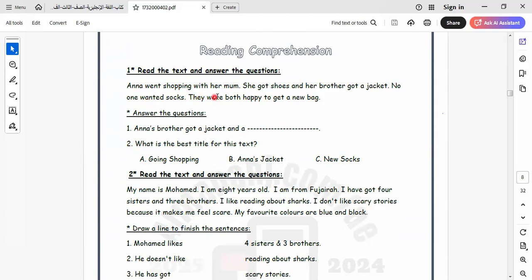Anna went shopping with her mom. She got shoes and her brother got a jacket. No one wanted socks. They were both happy to get a new bag.